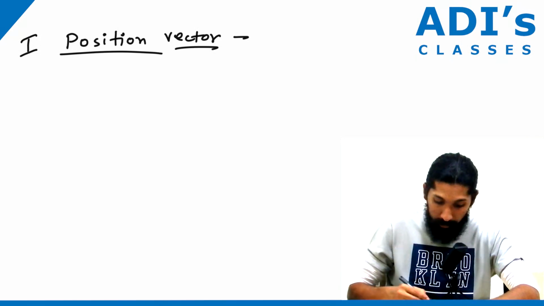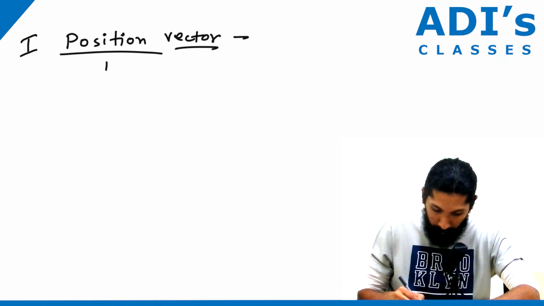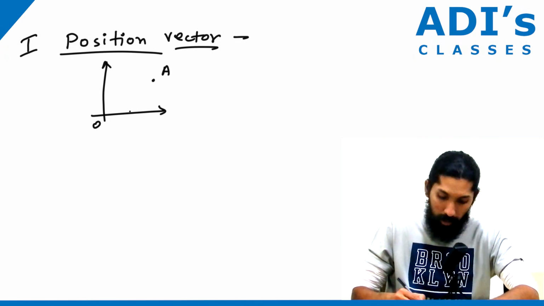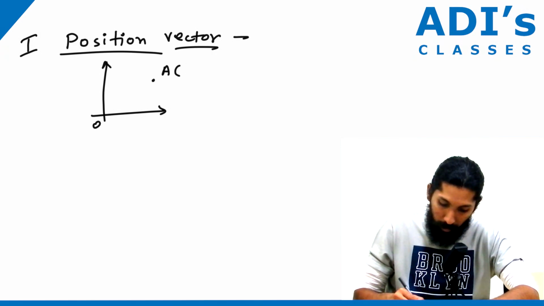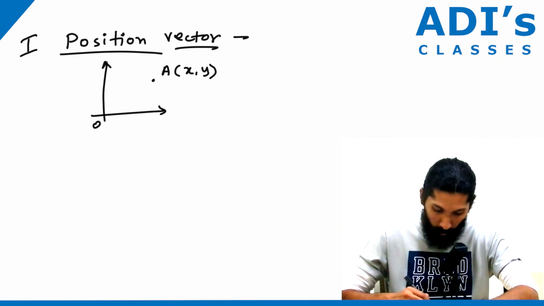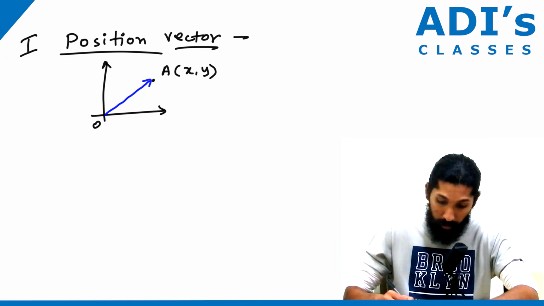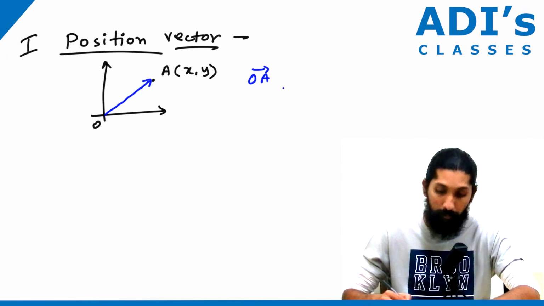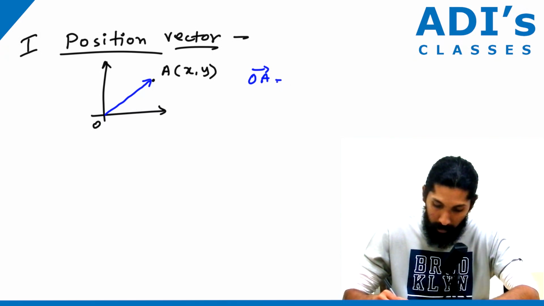For example, assume that you have the y and x axis, and we have a point here which is A. A is given by x comma y, assume. Now here what we'll do, from O to A, we write a vector like this. So this OA vector is what we call the position vector. Okay, so this is basically the position vector.